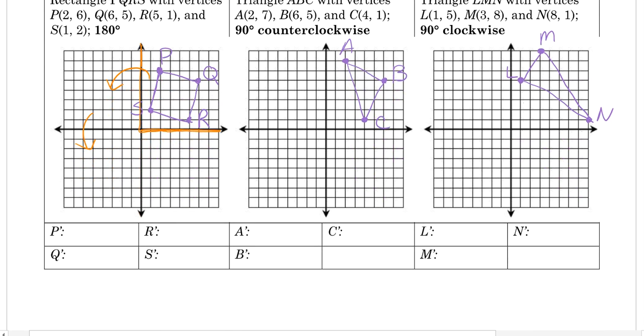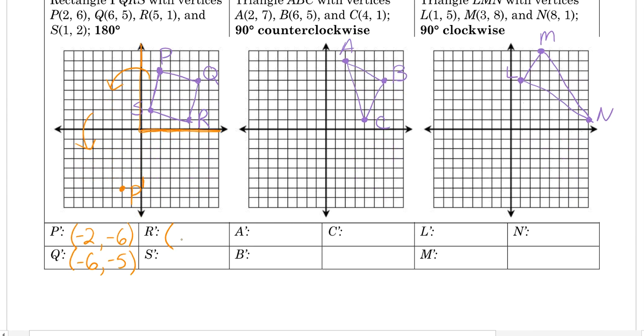So for the image of P, instead of 2, 6, it's going to be negative 2, negative 6. So negative 2, 1, 2, 3, 4, negative 6. That's going to be my image of P. If I look for Q, that's originally the pre-image at 6, 5. So your image will now be at negative 6, negative 5.